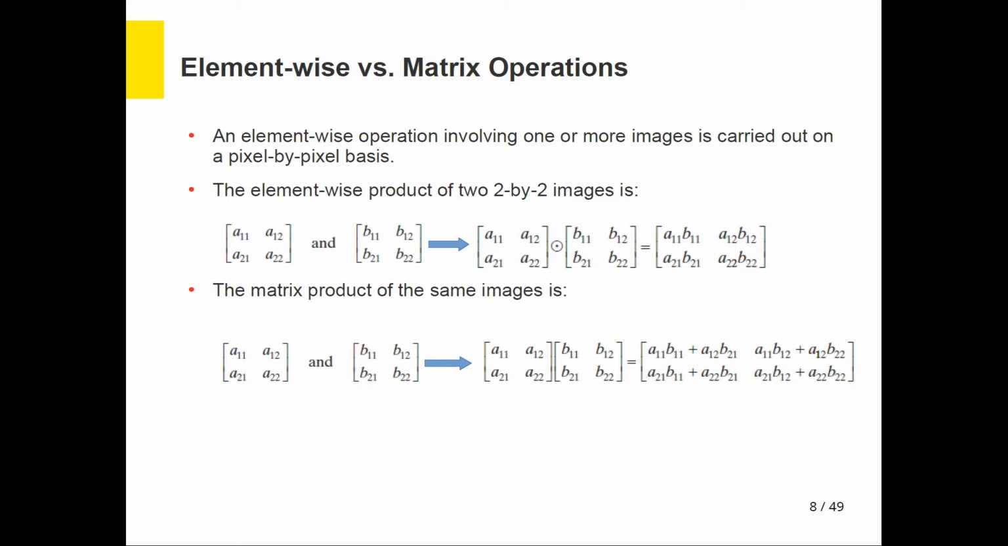On the other hand, for matrix operation, as long as the number of columns in the first matrix is the same as the number of rows in the second matrix, you can produce the matrix multiplication.